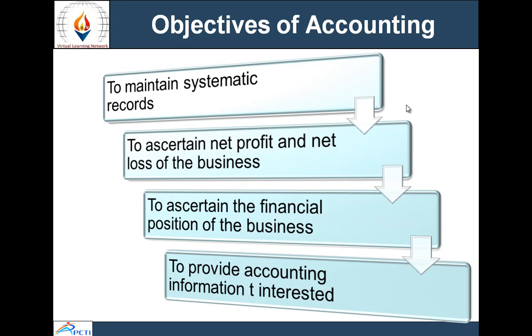Fourth, to provide accounting information to interested parties. Apart from owners, there are various parties who are interested in the accounting information. These are bankers, creditors, tax authorities, prospective investors, etc. They need such information to assess the profitability and the financial soundness of the business. The accounting information is communicated to them in the form of an annual report.